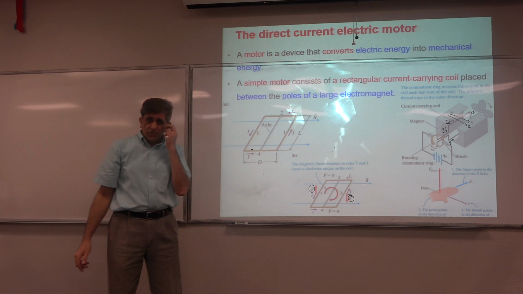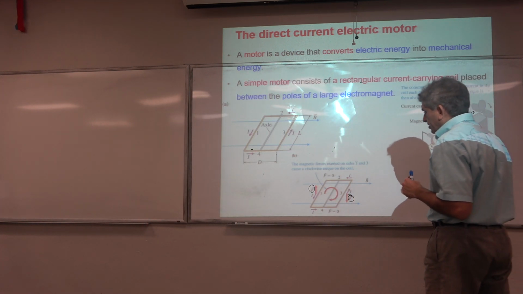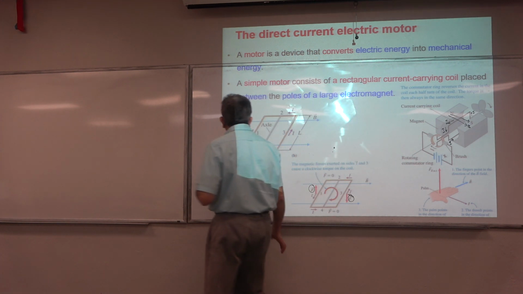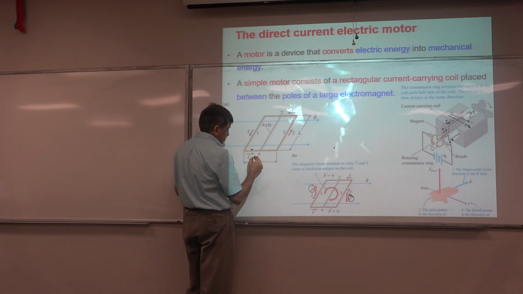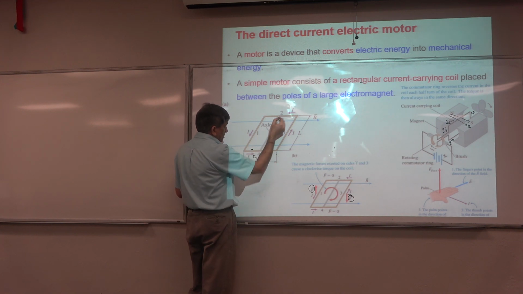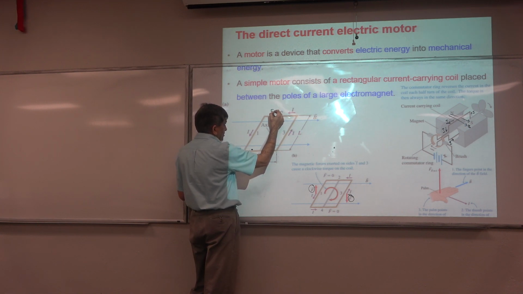Both sides 2 and 4 are not in the magnets, okay? Even if they are, you cannot find a force. If the direction of the current and the direction of the magnetic field are the same, the force is 0 over here, and here the direction of the current and the magnetic field are opposite, the force is 0 over here.